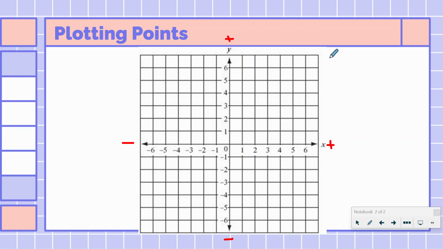Another way students think of that is that everything in the first quadrant is positive, positive, right? Everything in the second quadrant would be negative, positive. All of my x-coordinates would be negative, and my y-coordinates would be positive. Then we'd have negative, negative, and positive, negative. So you can think of it that way as well. Just a few different ways to organize the information in your brain.